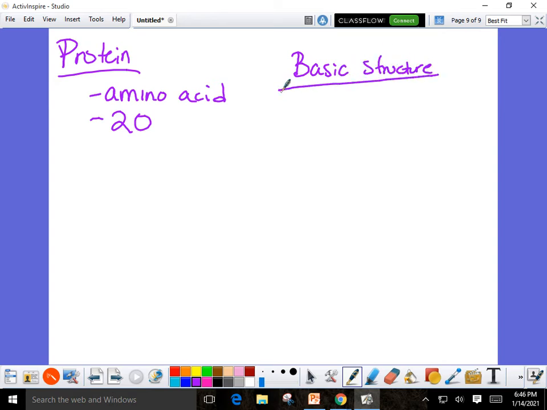Now, there's a basic structure for protein. Okay, and it looks like this. Again, it has a central carbon. Off of one side, you have an amine group. Here's where they get the name amino acid. And then there's the other group over here, OH. Now every single amino acid has this on top: this central carbon, this amine group, and this carboxyl group over here.